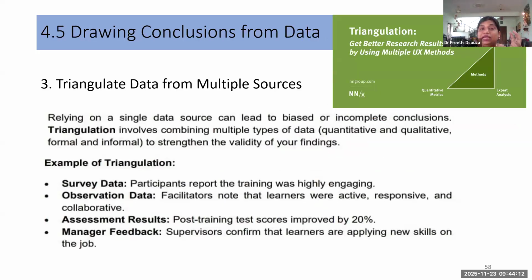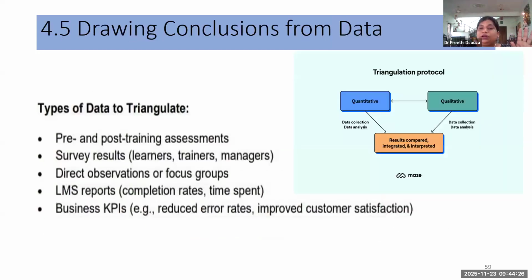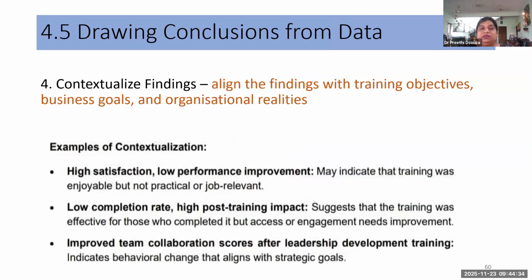Third one, you need to triangulate the data from multiple sources. Triangulate, compare the data so that you don't miss out anything. This is another aspect which is important when you're drawing conclusions. How can you triangulate? Put it all together from the quantitative, qualitative, all the results you put together, you compare the results. Fourth one is you contextualize the findings, align the findings with training objectives, business goals, organizational realities. That is what we are doing every time.